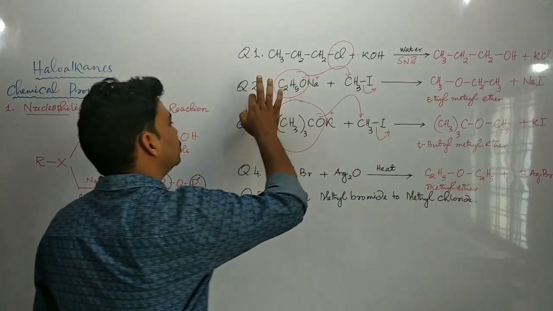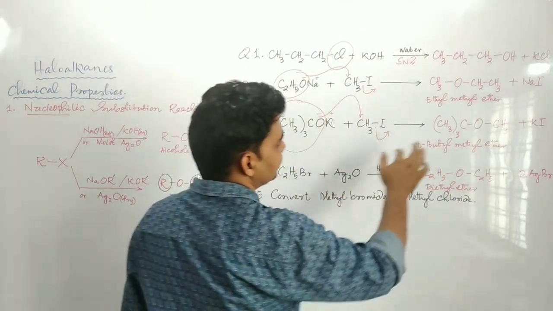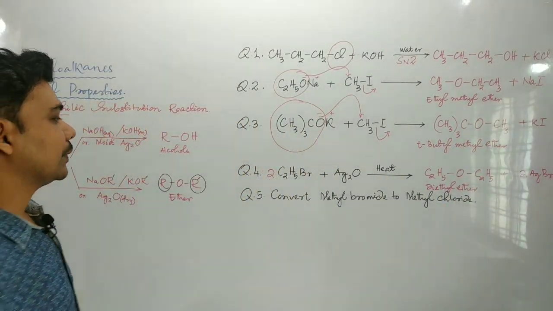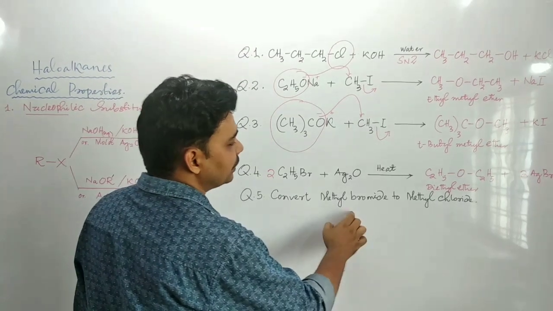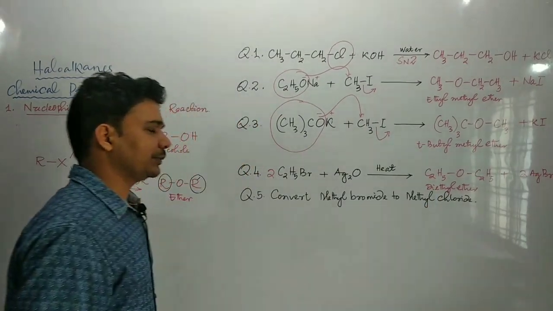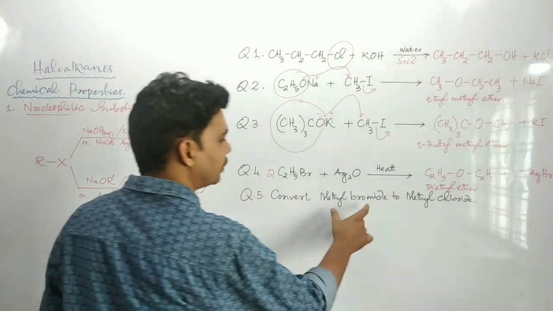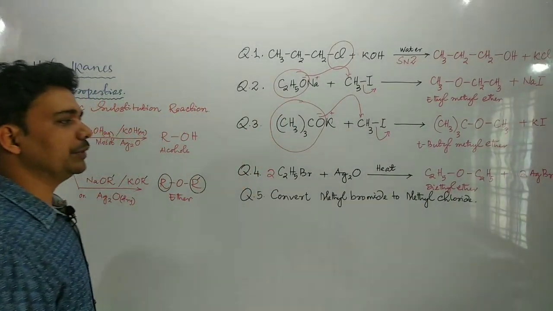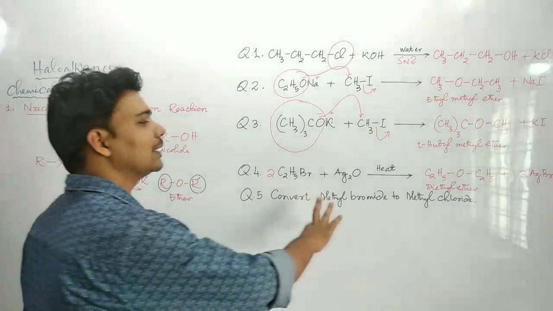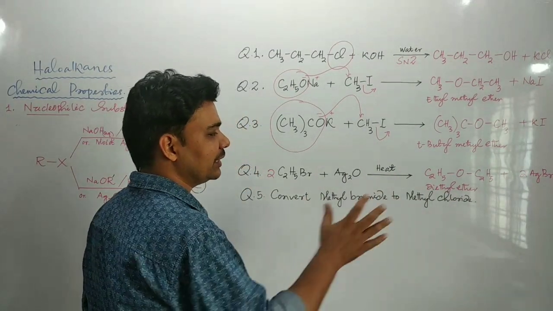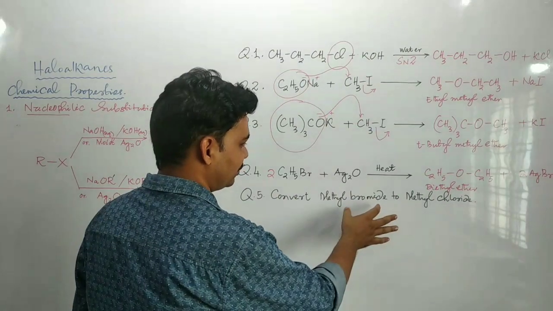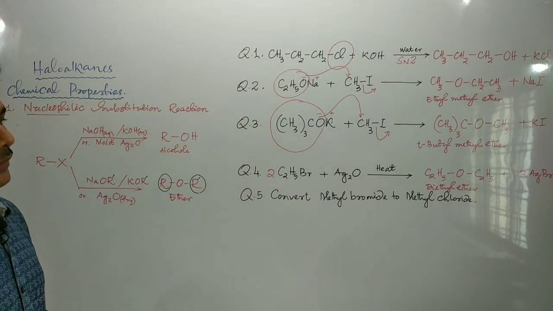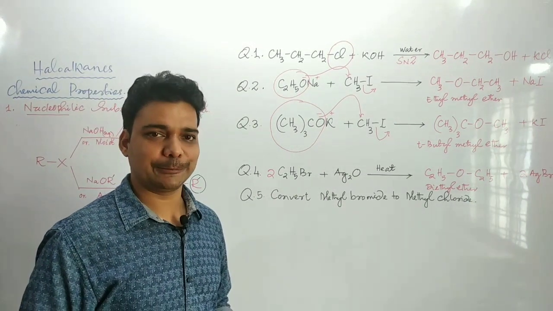So in question number 2, question number 3 and question number 4, in all these cases we are getting ether from alkyl halides, right? Next question is convert methyl bromide to methyl chloride. So here the given compound is methyl bromide and the required compound is methyl chloride. So both are alkyl halides. There is only a difference in their halide ion. Here it is the bromide ion, but the required product contains the chloride ion. So we need to exchange these halides.